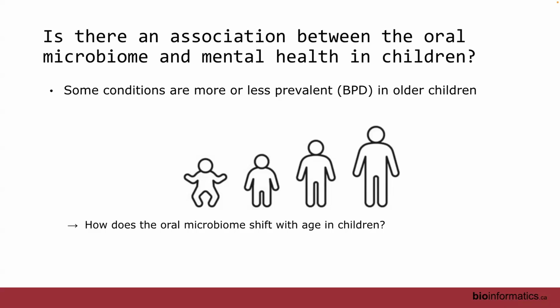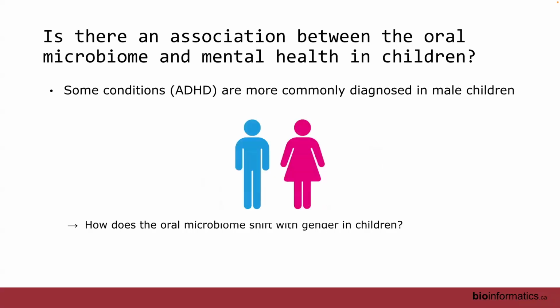Some conditions are more or less prevalent in older children. I've given the example of bipolar. This doesn't tend to be diagnosed in young children. It tends to only come out when they're older teenagers or perhaps even older than that. If we want to look at this, we also need to know how the oral microbiome shifts with age in children. What are the differences due to age? If we just looked at whether they have bipolar or they don't, we would be ignoring that confounding factor of age.